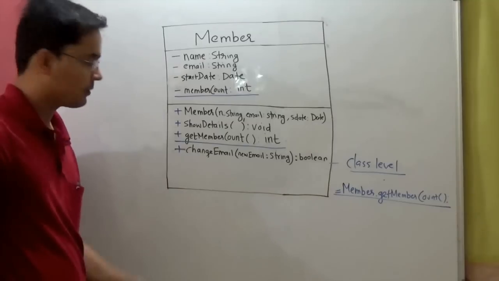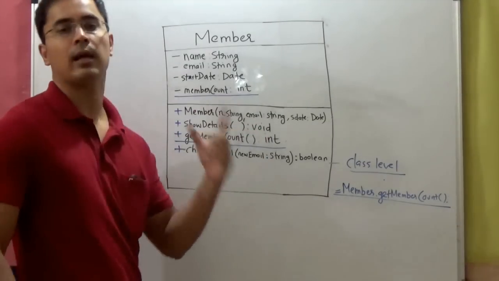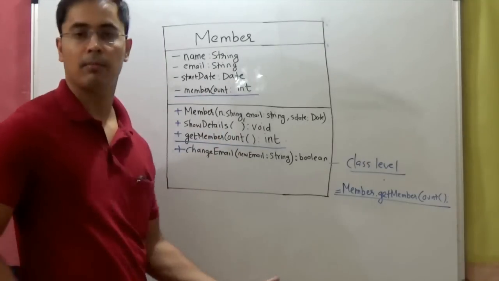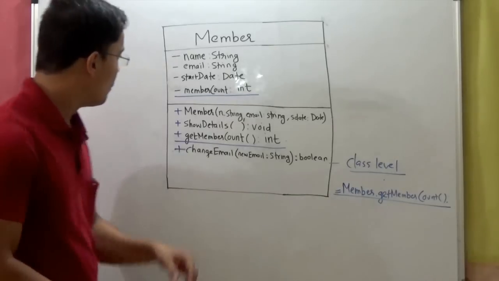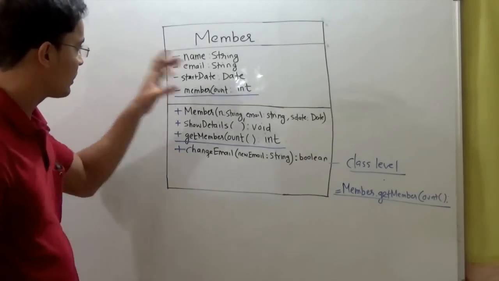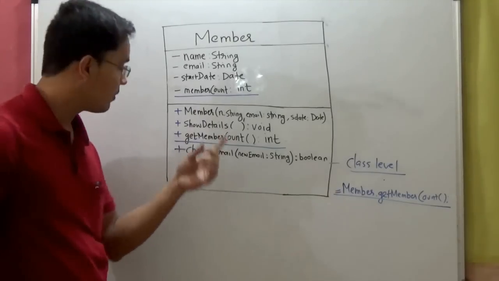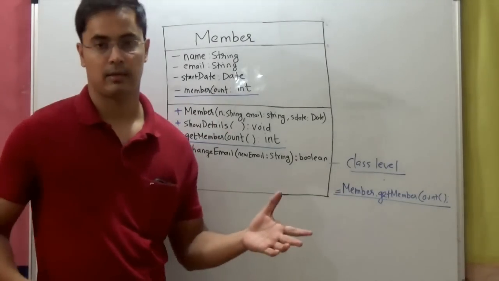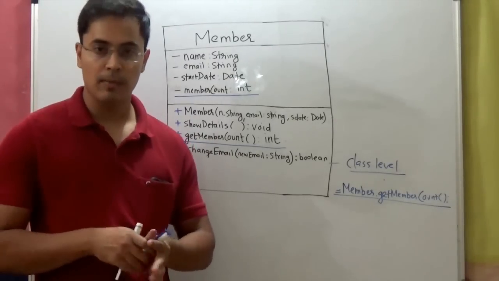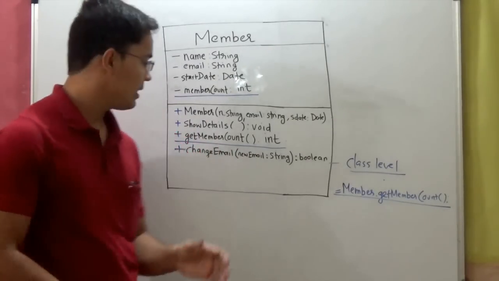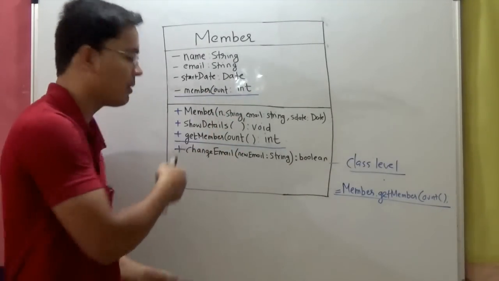Access specifier, function name, parameter list, colon, return type. This is how you denote member functions. Can you see a trend here? Most or all of our data members are private, and most or all of our member functions are public. So this is how you do encapsulation. You keep your data private and you expose the functionality of your class through public member functions.